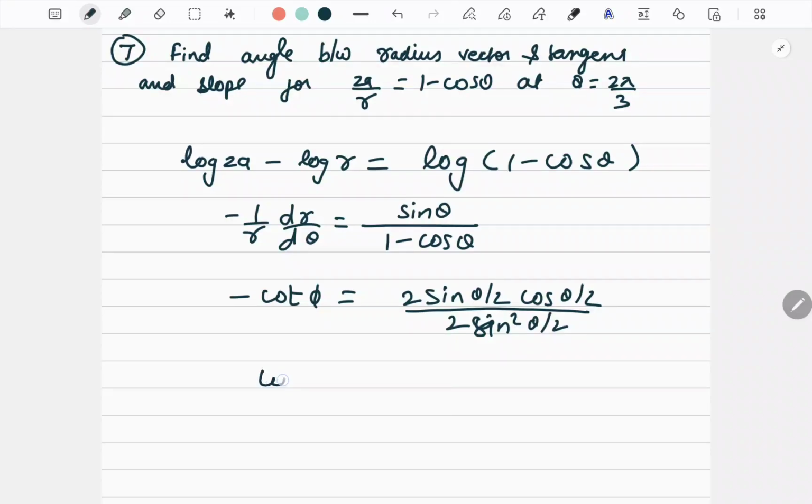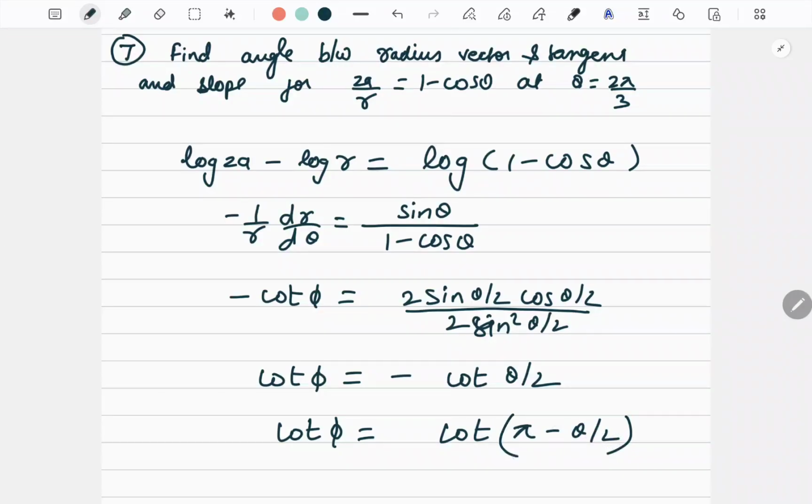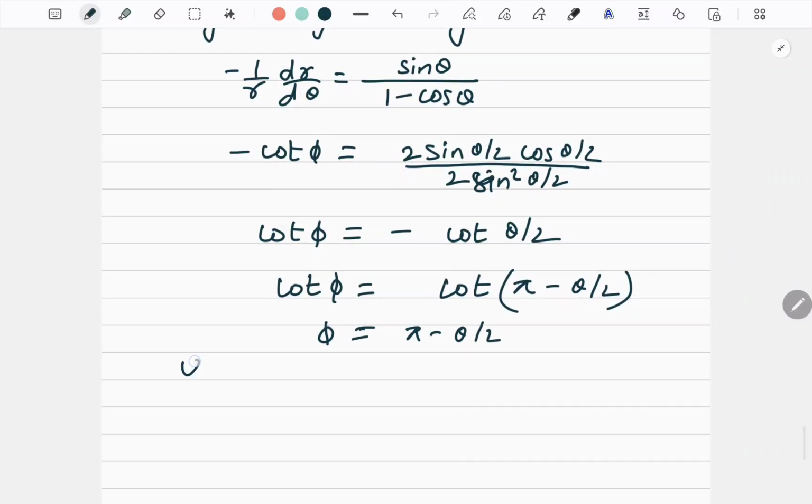So cot phi is equal to minus, I am taking on the other side, it became cot theta by 2. Now cot is there, but because of minus sign I have an issue. So who can retain the cot nature as cot? 180, right? Pi. So I'll write cot pi, but I need minus sign. So minus theta by 2, because I should go to the house of sine, not to the house of tan. So phi is equal to pi minus theta by 2. Correct? So now this is the phi.